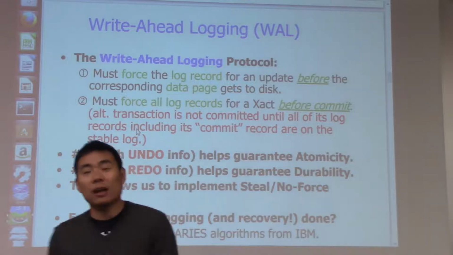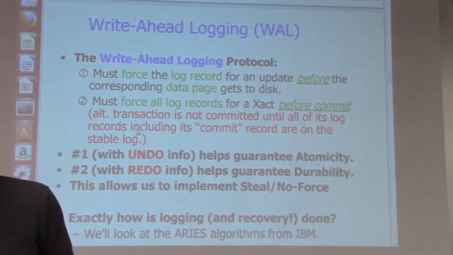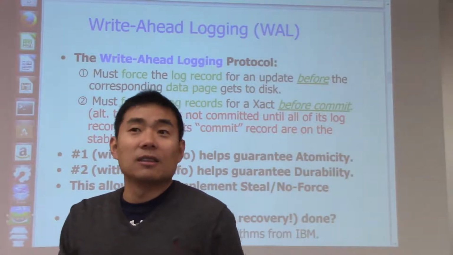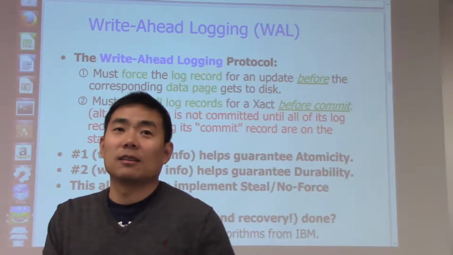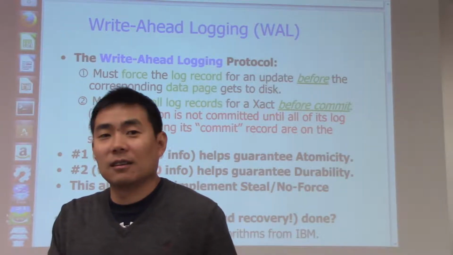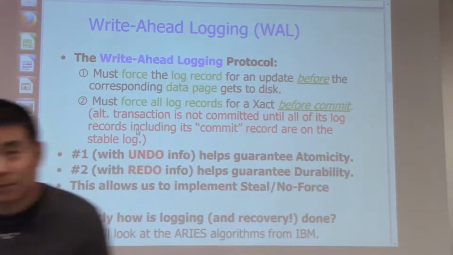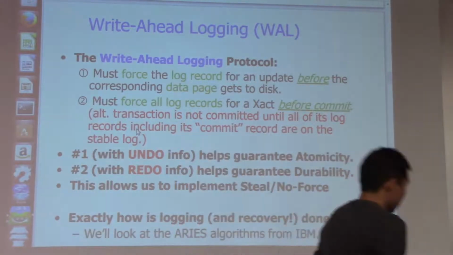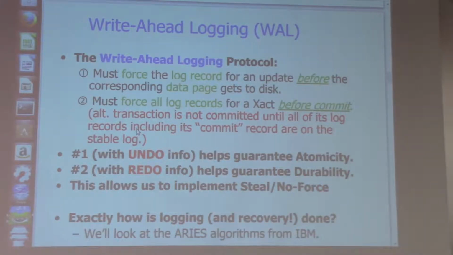Can someone explain to me why we need this? Why must we guarantee this? Victor? Because, well, disk writes are slow, so if it crashes somewhere while it's trying to get to disk, then we haven't guaranteed that it's on disk. But if we force the log before the data page gets there, even if it crashes somewhere in between, we've made sure that we can get that back onto disk. Well, you are still talking about redo, right? So redo is taking care of number two. Number one is really about undo.